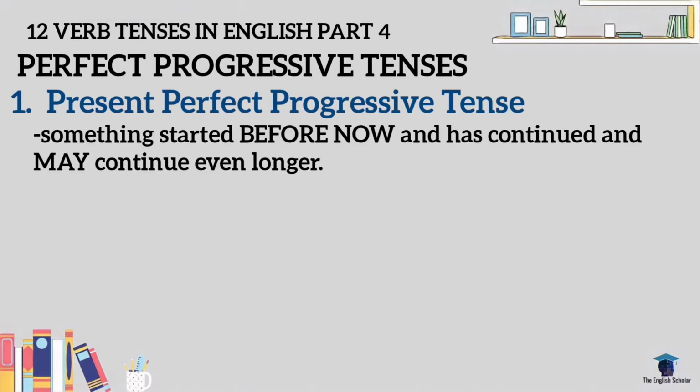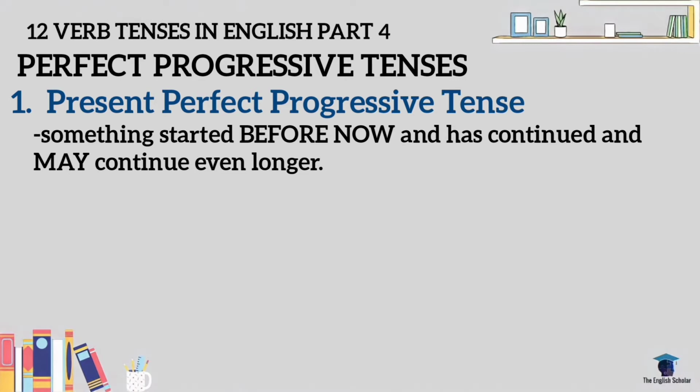Present perfect progressive tense shows that something started before now and has continued and may continue even longer. This tense is not very much different from present perfect tense. The highlight of this tense is on the time that the action goes on, or for how long. Also, it tells us that it has started before, but it does not tell us exactly when.